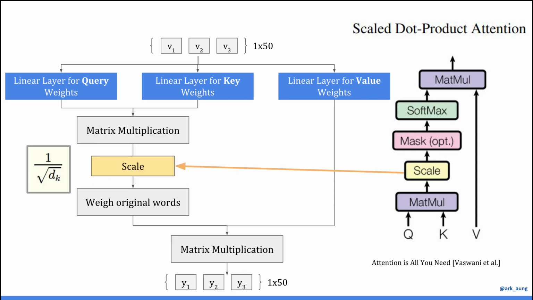Now we're going to put this scale in here. And this scale essentially is an element-wise multiplication with this number, 1 over square root of dk. And dk actually refers to the dimension of your input word vectors. So what is the intuition behind this scaling?